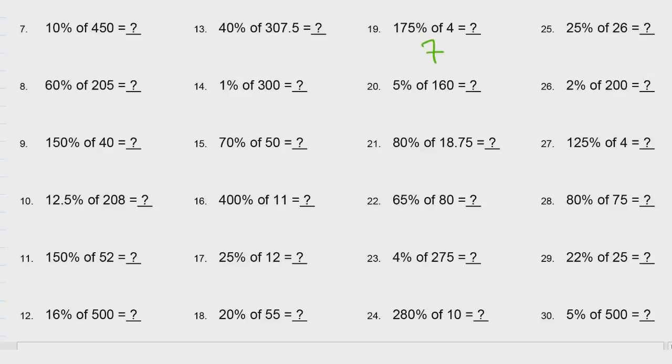Problem number 20, we have 5% of 160. So I'm going to write 5% of 160. If it's not in sight, it's on the right. So we move it 2 spaces to the left, and we put a 0 in the empty space. You can't be sitting there going, there's only one number, I'm only going to move it 1 space. No, it's always 2 spaces. Always.